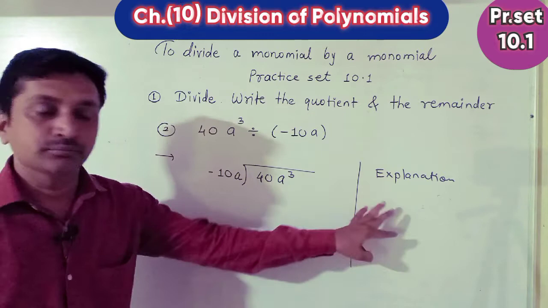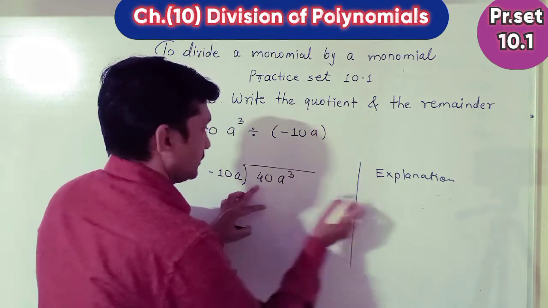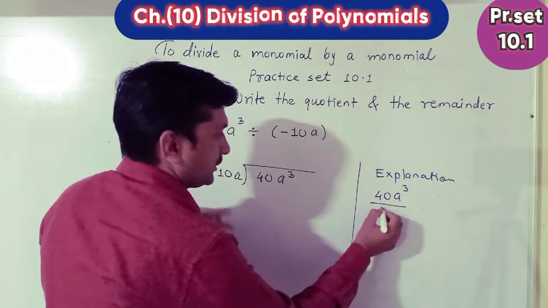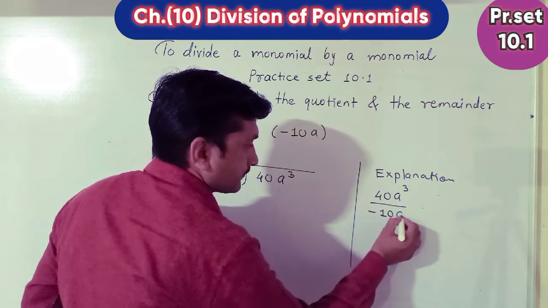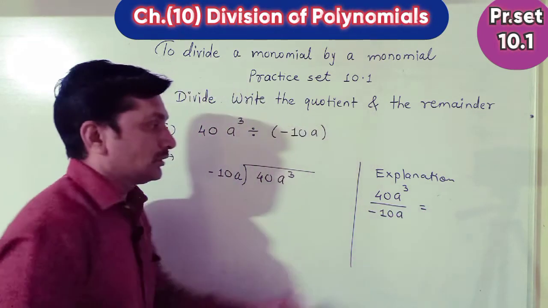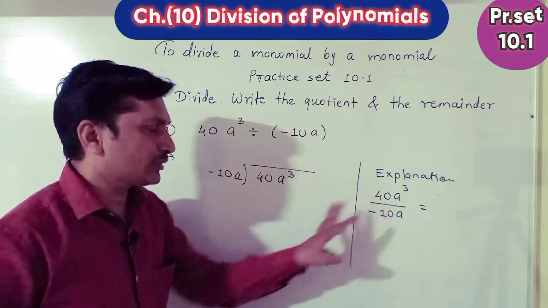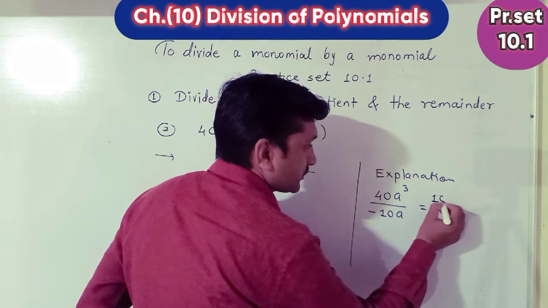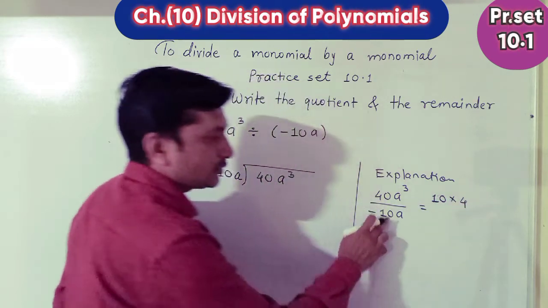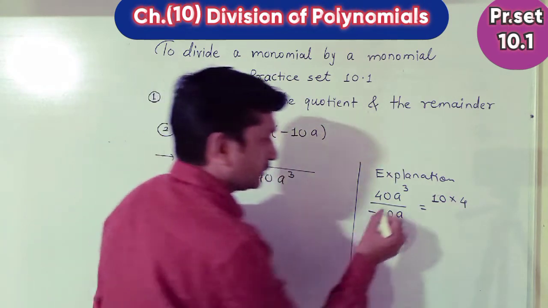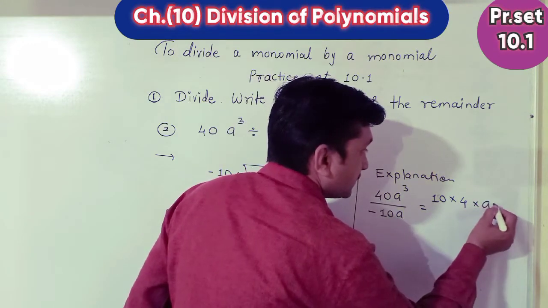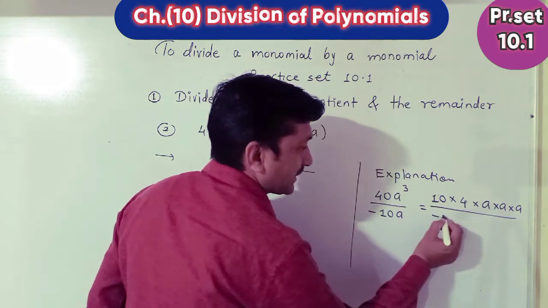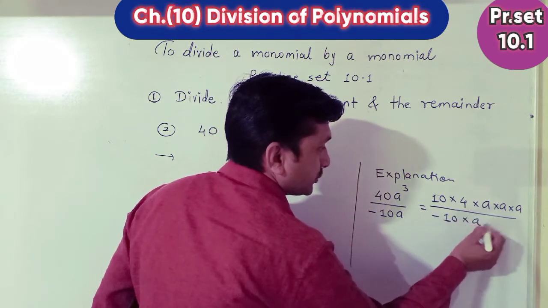Now write it by vertical way. 40a cube upon minus 10a is equal to. Now factorize 40, or directly also you can do, but 40 we can factorize as 10 4s are 40. A cube we can write as a 3 times in product form, upon here is minus 10 into a.